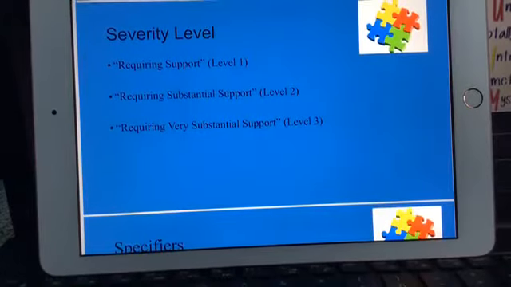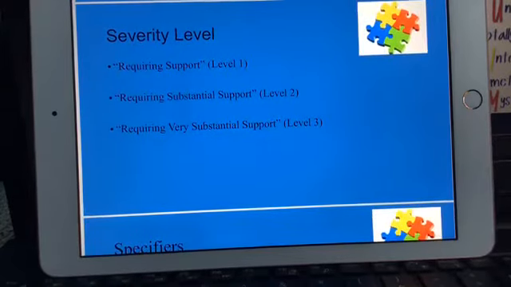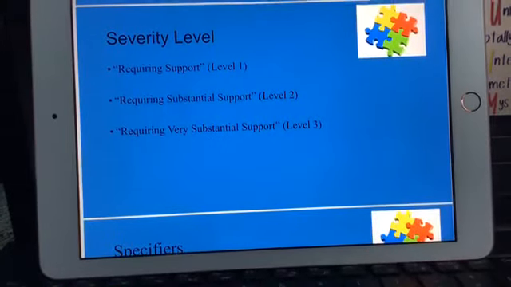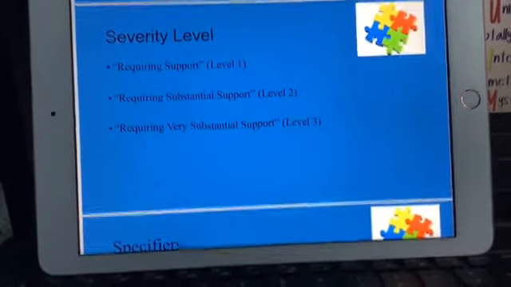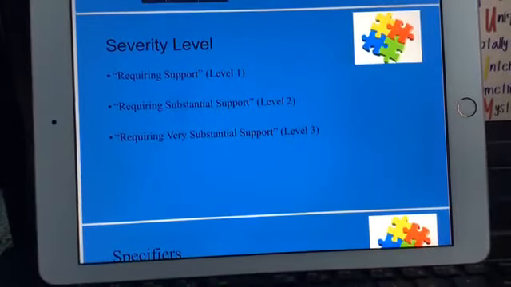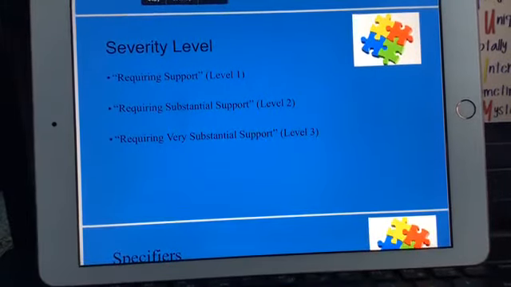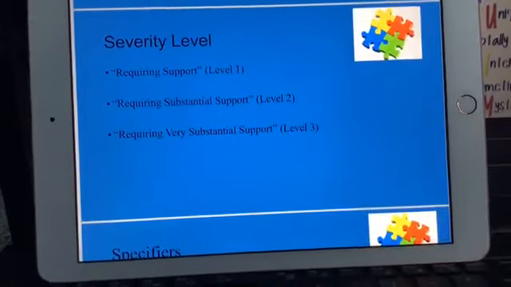They may need to work with an ABA therapist, a speech therapist, and an occupational therapist. So there are different aspects where they need assistance in different areas. Depending on what the diagnosis is, they'll determine what level and how much support that child really needs.